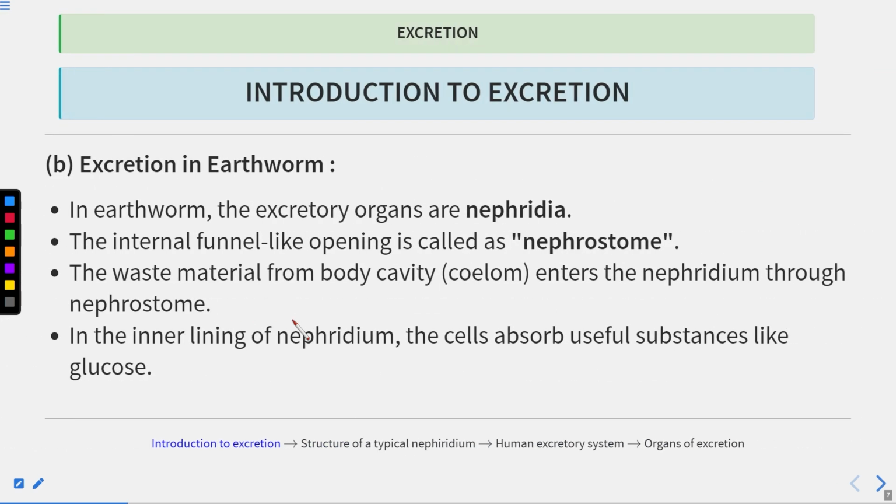Now let's talk about the excretion in the earthworm. I'm sure you know about the excretion in the amoeba. In the earthworm, the excretory organs are known as nephridia. In the nephridia, the internal funnel-like opening is known as the nephrostome. You have to remember this term, nephrostome. The nephrostome is a funnel-like opening, like this.